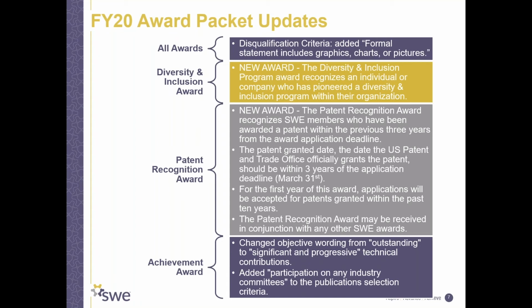For the first year of this award, applications will be accepted for patents that have been granted within the past 10 years. We also wanted to note that the Patent Recognition Award may be received in conjunction with any other SWE awards. There were some changes to the Achievement Award. The objective wording went from outstanding to significant and progressive technical contributions. And the selection criteria wording changed from adding participation in any industry committees to the publication's selection criteria.